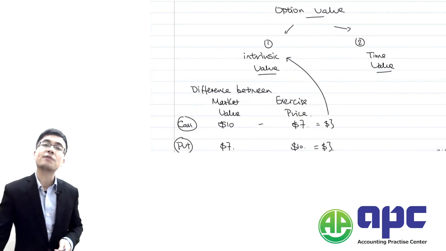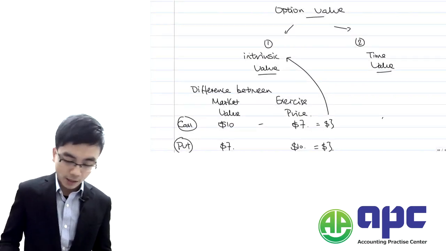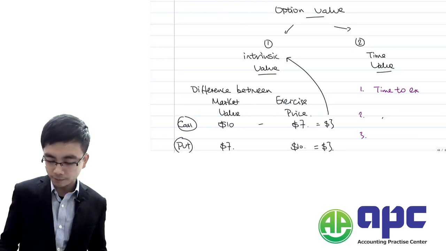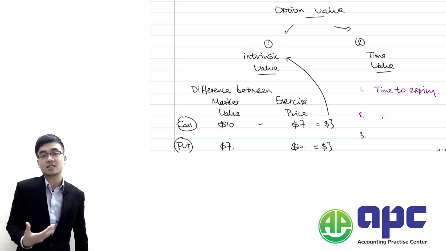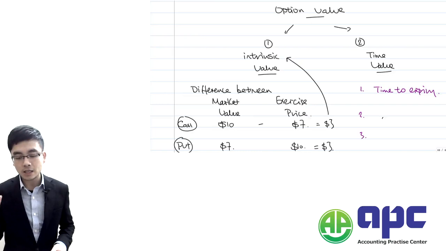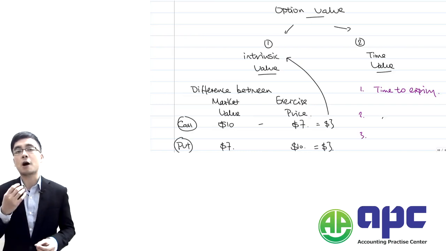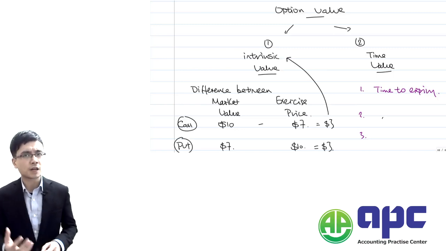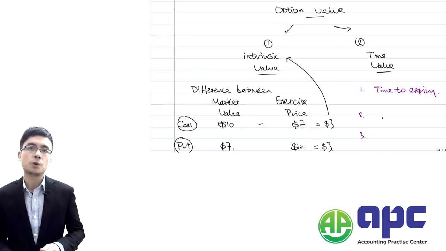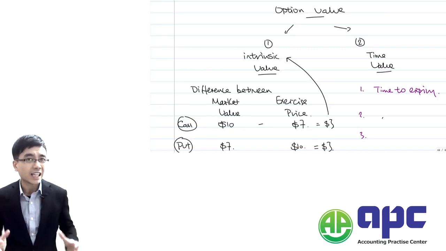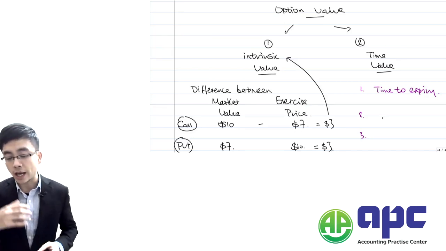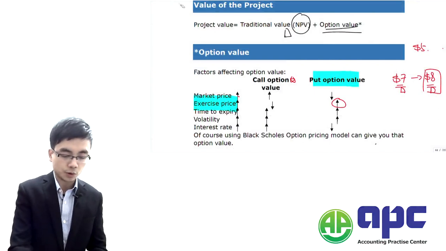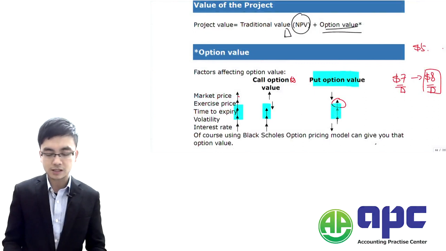Within that option value, we've also got the time value as well. This time value is made up of three things. First of all, is the time to expiry. If I allow you to exercise that option in 2 years' time or in 3 years' time, that value must be greater than if I allow you to exercise that option tomorrow, considering only the time to expiry. Because we're not certain what the value would be in 2 or 3 years' time. Perhaps the value will increase dramatically. And hence, an increase in the time to expiry will increase both the call option and the put option value, as you can see. So that's the logic behind it.